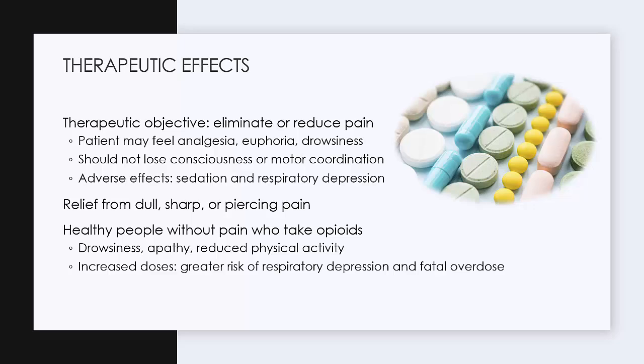The healthy patient dosed with opioid may also experience drowsiness, difficulty in mentation, and reduced physical activity. As the dose is increased, the subjective, analgesic, and toxic effects, including respiratory depression, become more pronounced, and the risk of fatal overdose increases.